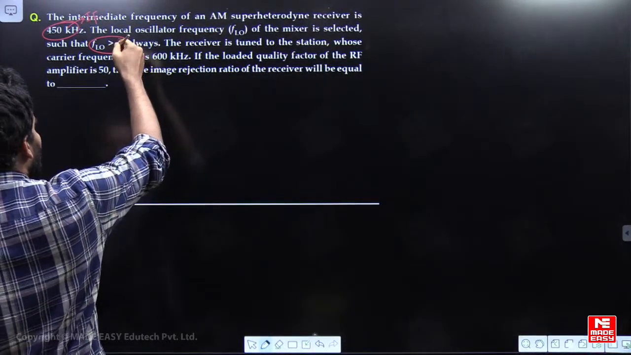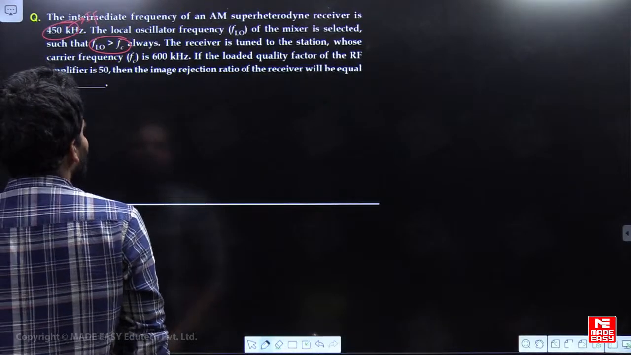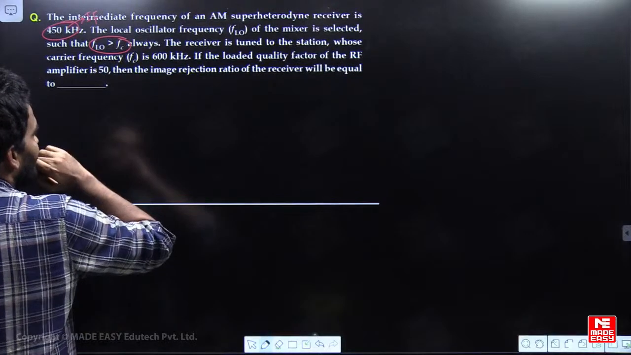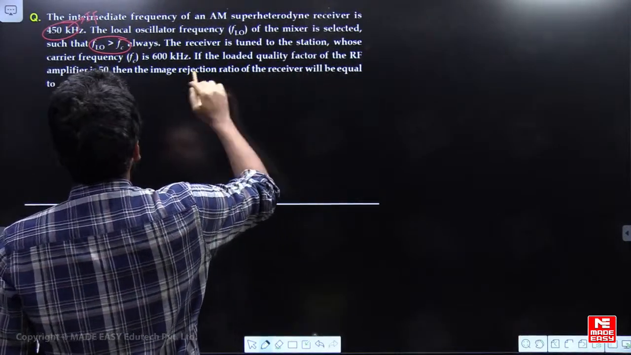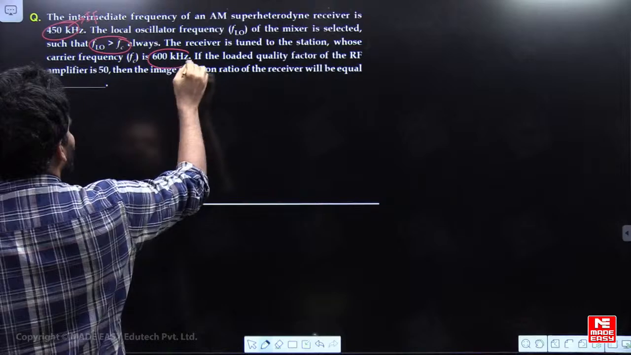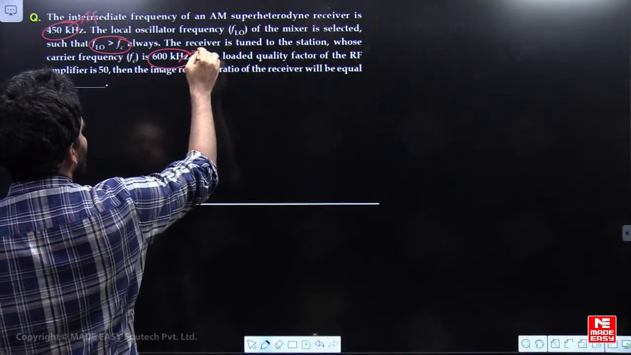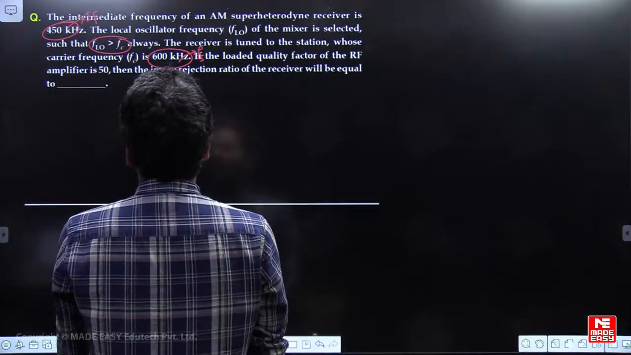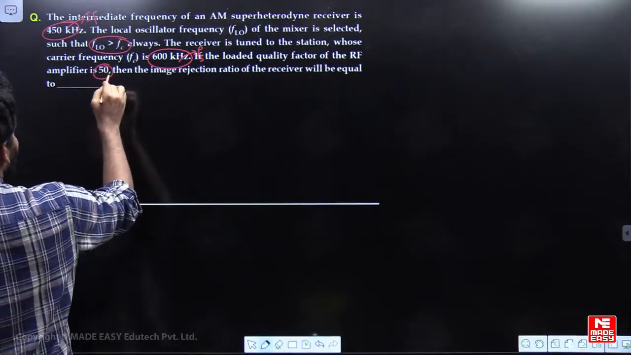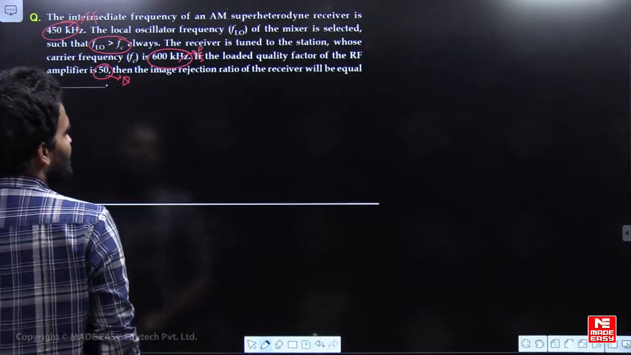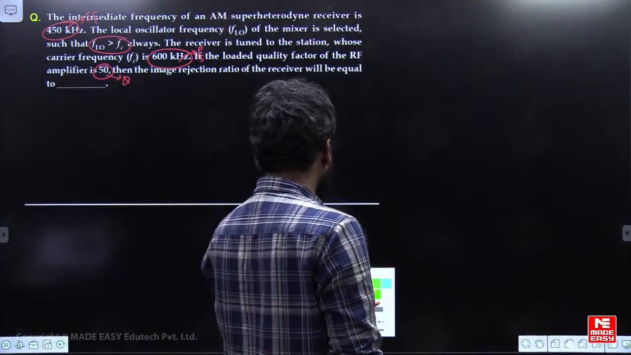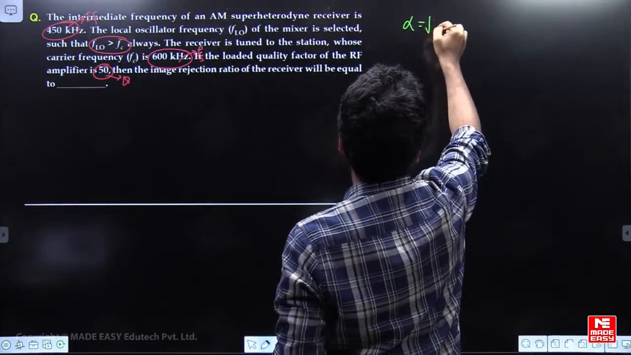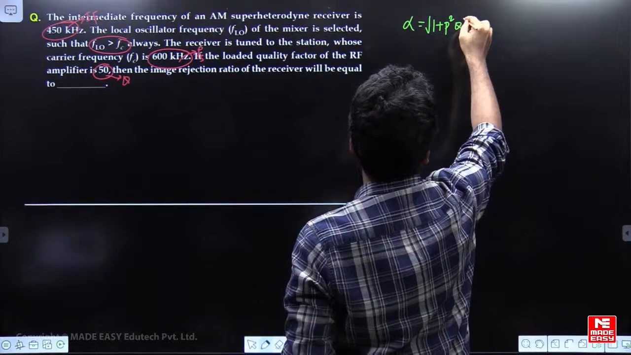Okay, FC is the carrier frequency of the selected station. You can denote with Fs also. Okay, FL greater than Fs. The receiver is tuned to the station whose carrier frequency is 600 kHz. The carrier frequency of the tuned station or selected station we denote with Fs. The loaded quality factor of the RF amplifier is 50. The quality factor Q is given. Then the image rejection ratio of the receiver, IRR, we have to find out. The IRR alpha is equal to root over 1 plus P square Q square.